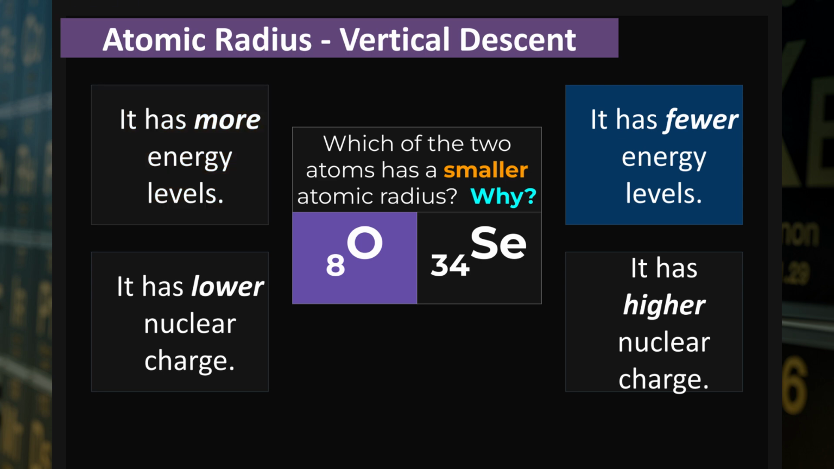That's the beauty of examining the pattern or trend of atomic radius on a vertical descent. Energy levels is the easiest way to distinguish atoms. So just to make myself clear, if we check the periodic table, oxygen is in period 2, while selenium is in period 4. Therefore, oxygen is smaller.